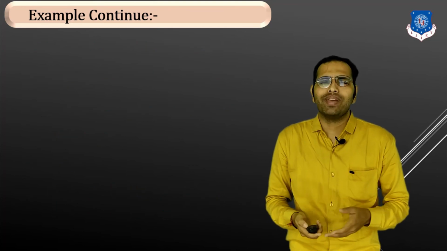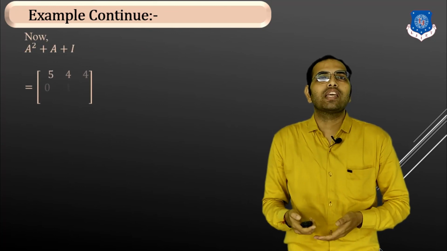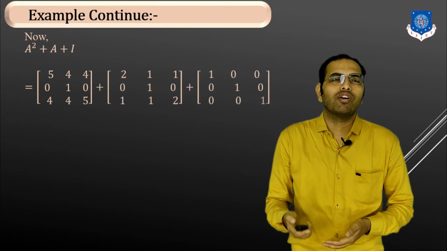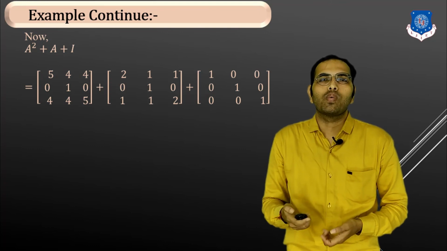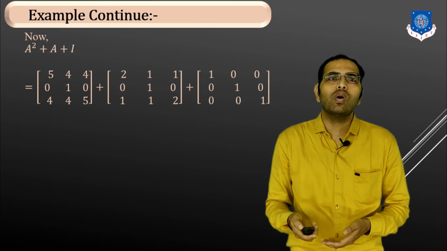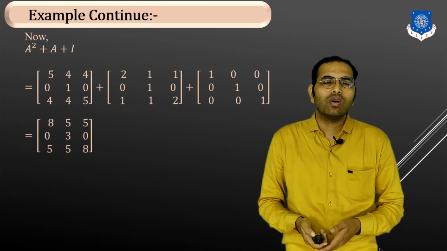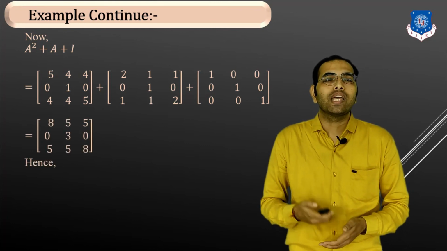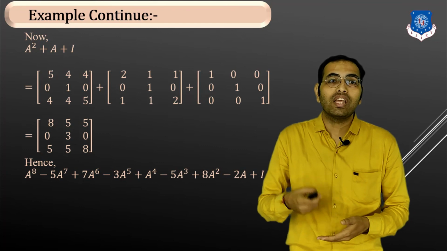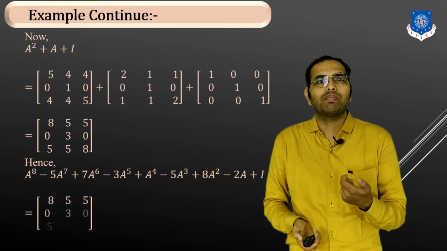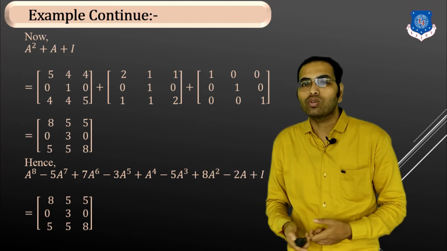Now substituting these values of A^2 and A in our equation A^2 + A + I, that will give you [5 4 4; 0 1 0; 4 4 5] plus our matrix A, which is [2 1 1; 0 1 0; 1 1 2], plus the identity matrix [1 0 0; 0 1 0; 0 0 1]. Adding these three matrices will give you [8 5 5; 0 3 0; 5 5 8]. That is exactly what we have to find, the matrix representation of the long polynomial form A^2 + A + I, that is [8 5 5; 0 3 0; 5 5 8].